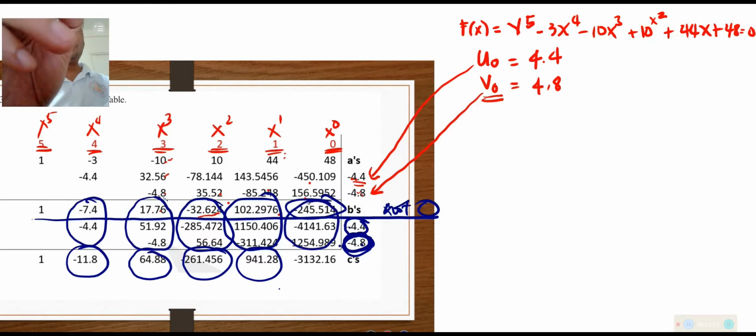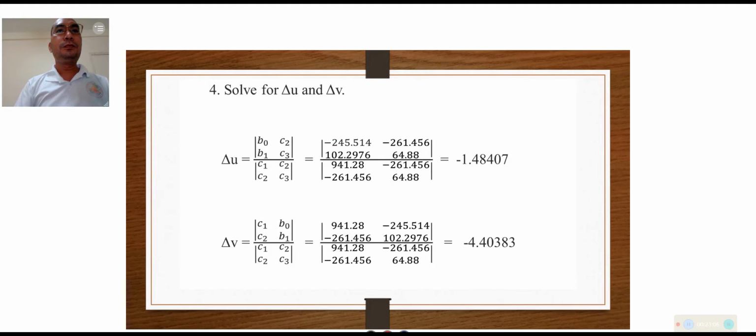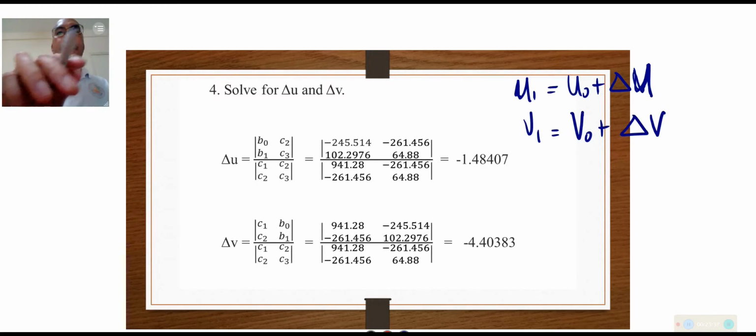We do the same, but you will notice your C is still not equal to 0. So since it is not equal to 0, we will be continuing our synthetic division by getting U1 and V1. What is the value of U1? That is U0 plus delta U. And to solve for V1, that is V0 plus delta V. That's why we need to solve first the value of delta U and delta V.